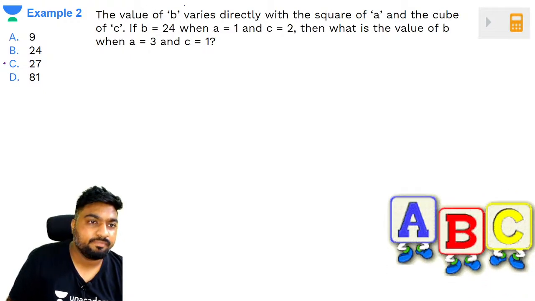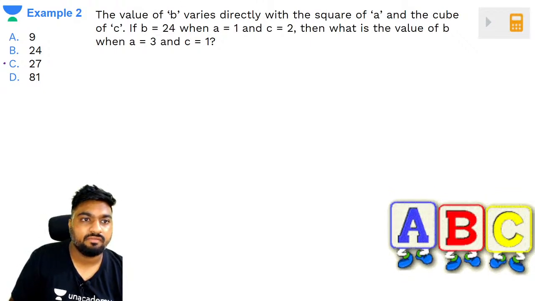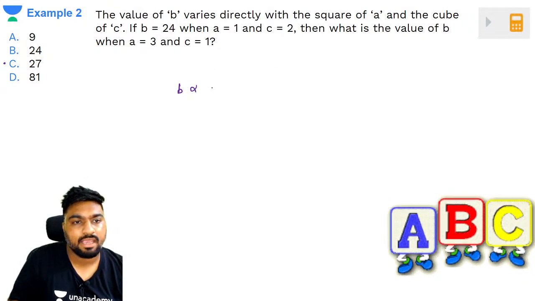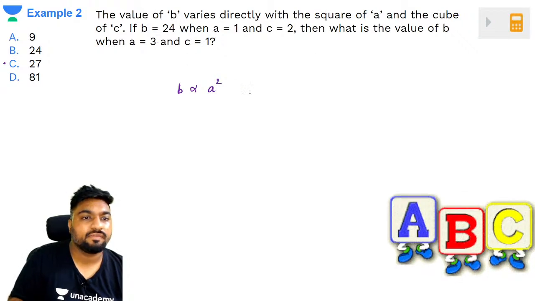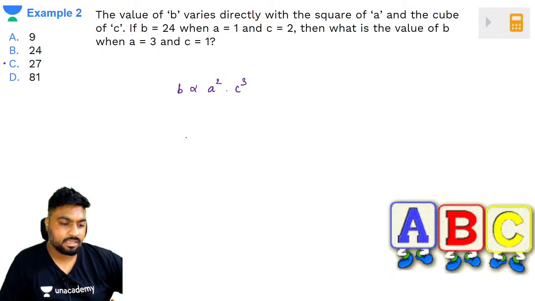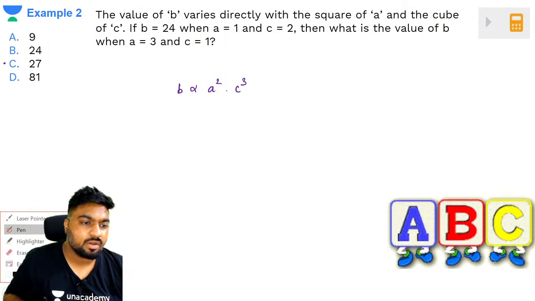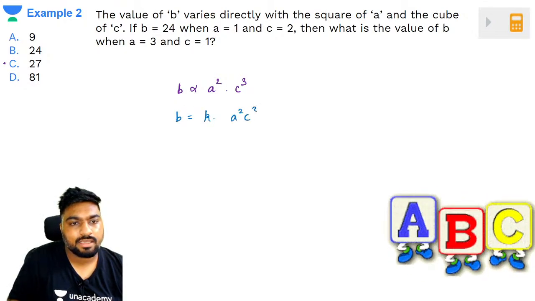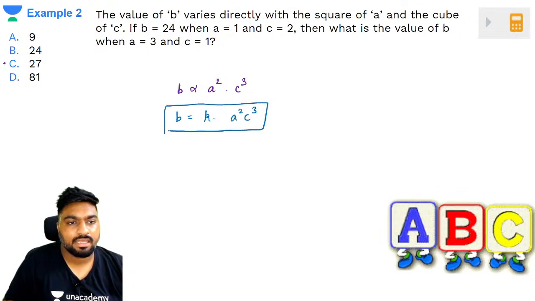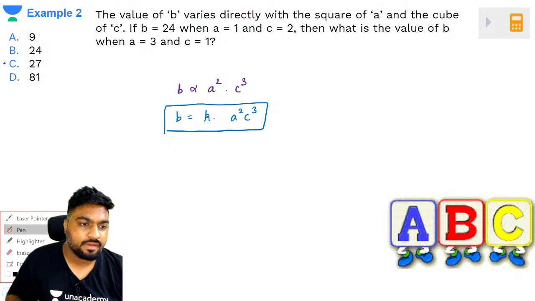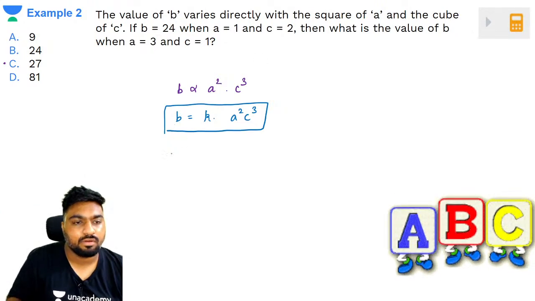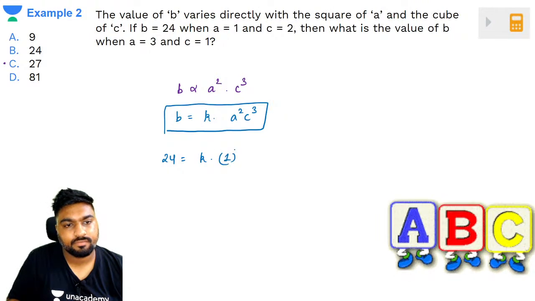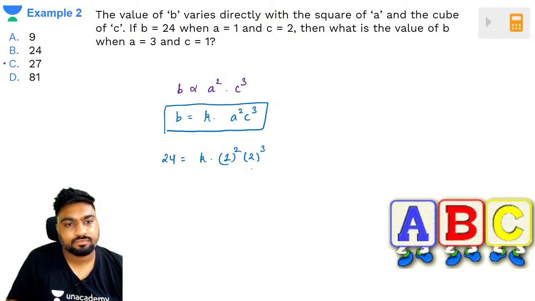Look, the value of B, they have given the relation here, okay? Please read this carefully. Value of B varies directly, is directly proportional to square of A and cube of C, correct? So if I were to introduce a constant here, can I say B will be equal to K times A square C cube, correct, where K is a constant? For the first example, what are they saying? B is 24 when A is 1 and C is 2, correct?